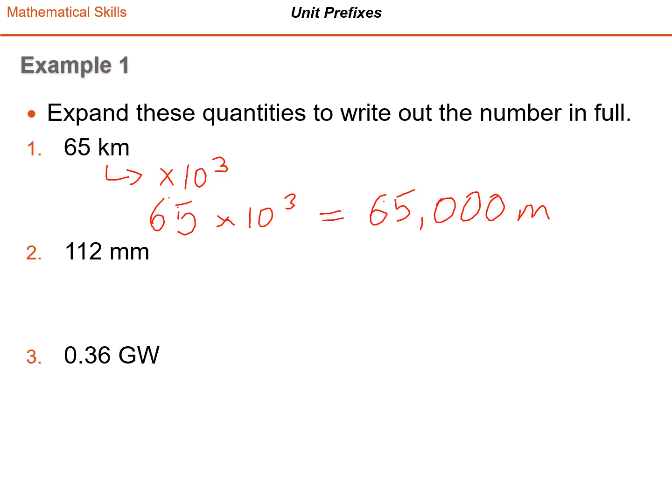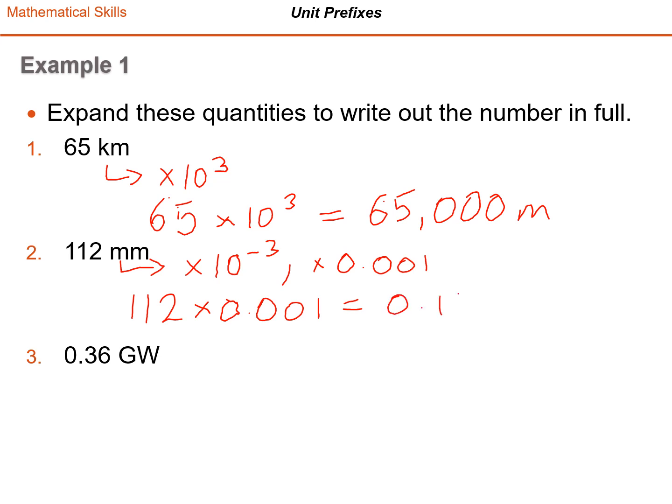Here we've got 112 millimeters. The milli refers to 10 to the minus 3, or you could also rephrase that as multiplied by 0.001. I'll use that second approach for this one here. So what we do here is we're going to write 112 multiplied by 0.001, and that gives us an answer of 0.112, and again we must use the meters because we haven't got rid of that, so that's our answer there.